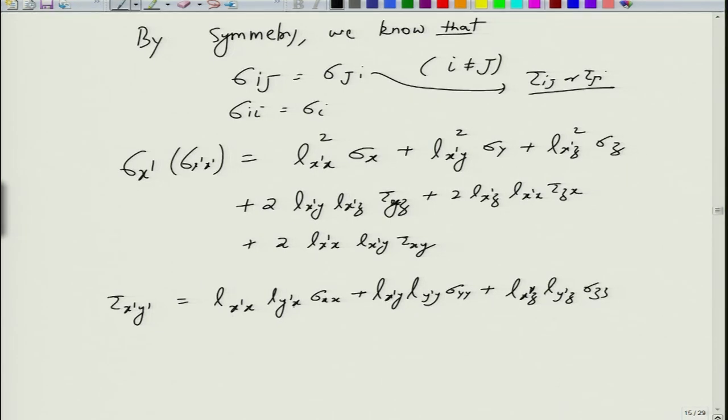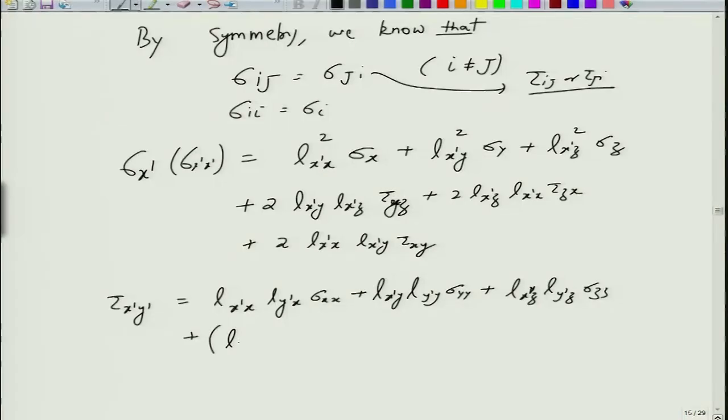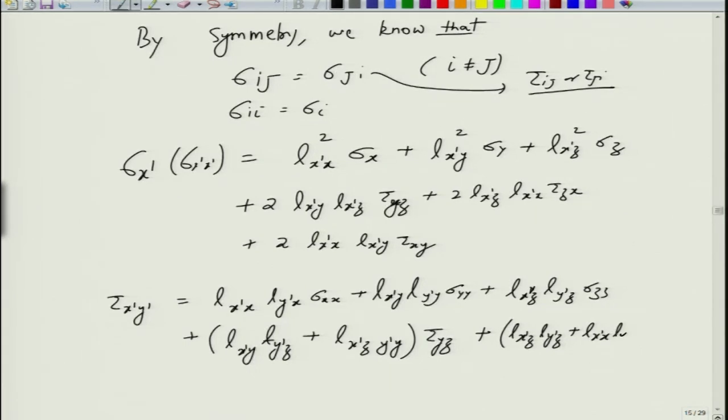So L of x prime x, L of y prime x, sigma xx plus L of x prime y, L of y prime y, sigma yy, plus L of x prime z, L of y prime z, sigma zz. So first the three normal components, and then we write the shear components. So the first one will be L of x prime y into L of y prime z plus L of x prime z, L of y prime y into tau yz. And then the second one will be L of x prime z, L of y prime x plus L of x prime x, L of y prime z into tau zx.